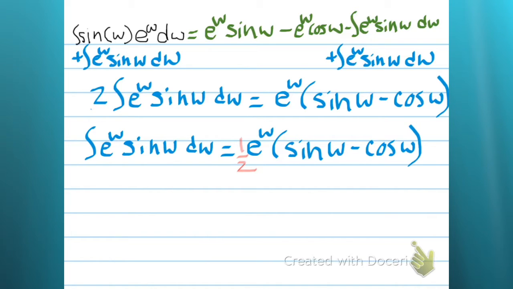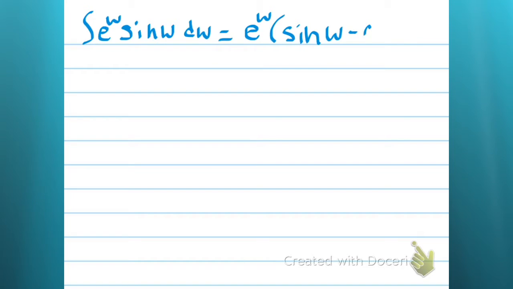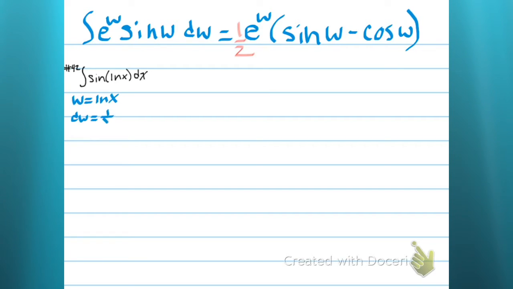But before we finish, we have to back sub. So let's get that stuff. I'm writing what I had. The integral of e to the dub sine dub d dub is 1/2 e to the dub times sine dub minus cos dub. And we'll go get that stuff from the beginning. Going way back to what we were originally looking for: the integral of sine of the natural log of x, when dub was the natural log of x and d dub was 1 over x dx and x was e to the dub. Stick it back in there. All in dubs.